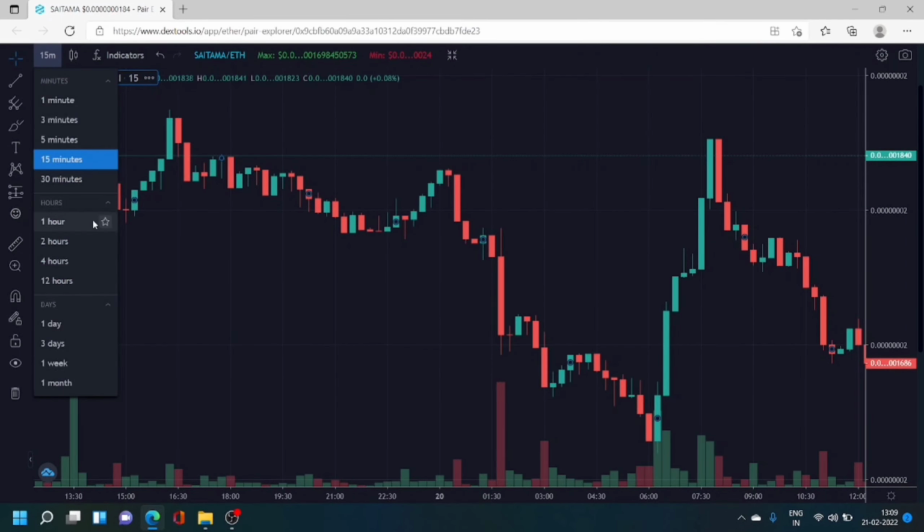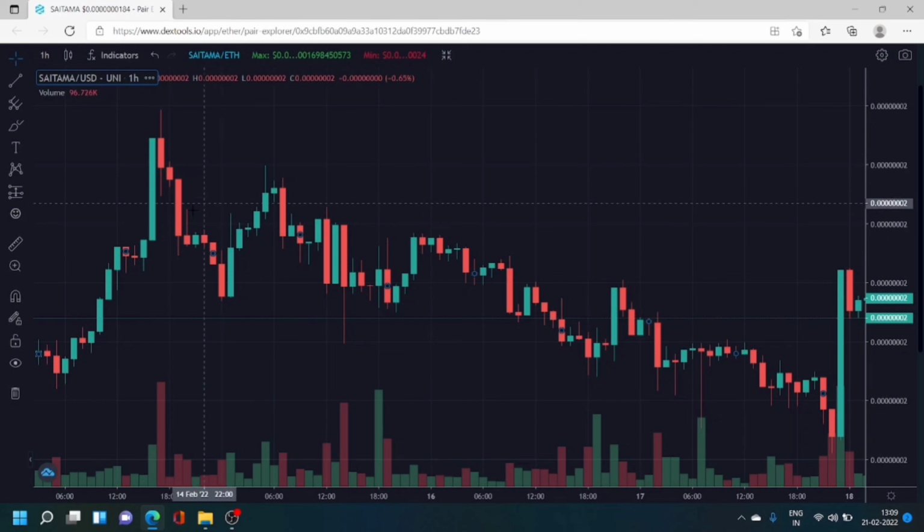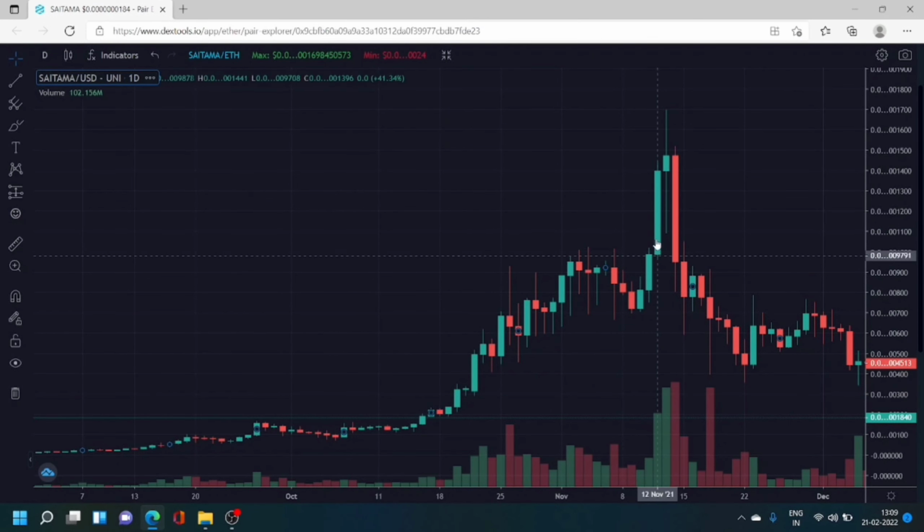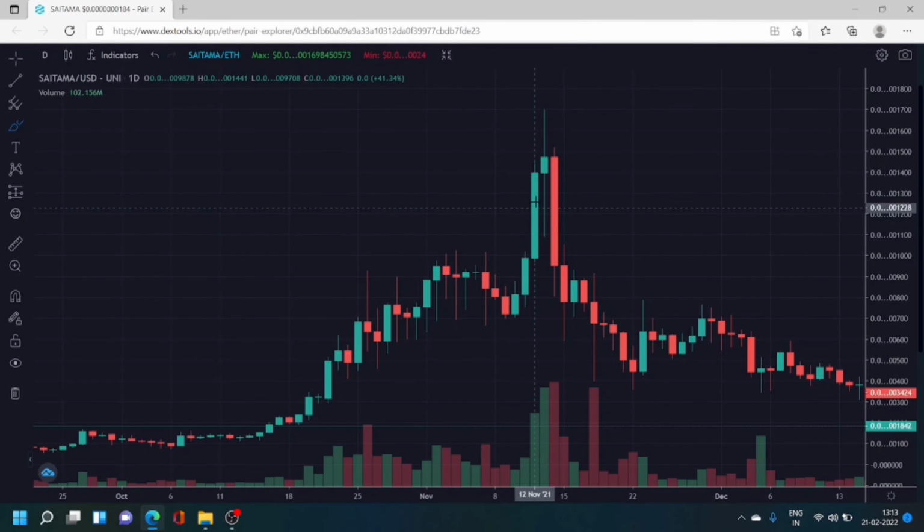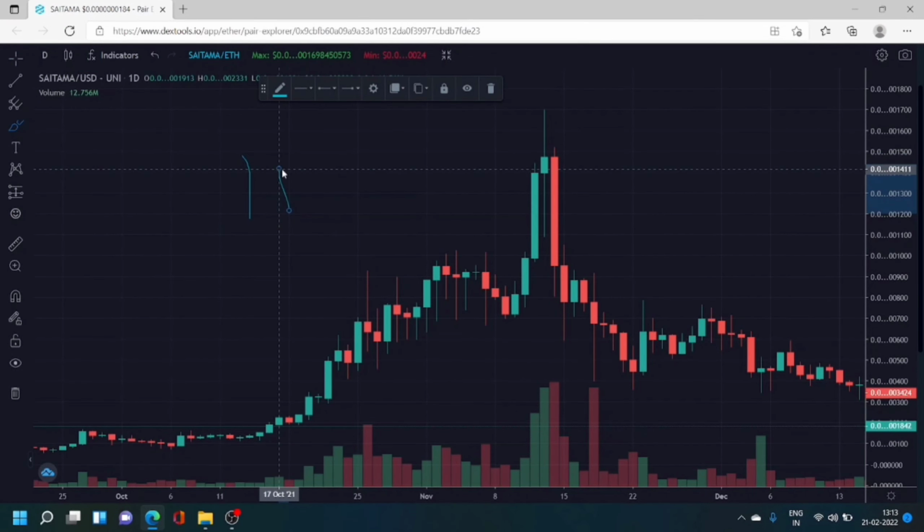If we click on time period as 1 hour, it represents the price action of the particular hour, and if we select 1 day, then it represents the price action of the whole day. Which means a single candlestick represents 1 day's price action of the particular asset.